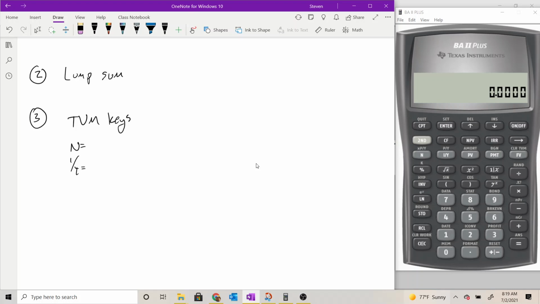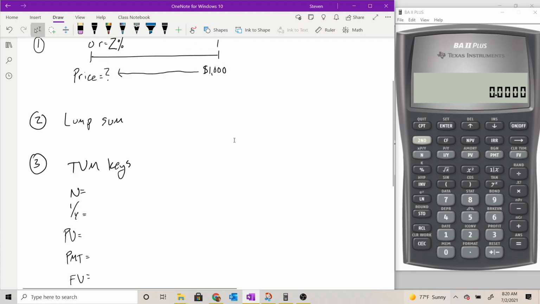I'm going to do my usual process of writing the keys out vertically in the same order that they appear on the calculator, just to make sure I don't miss anything. You, of course, are welcome to use whatever system makes sense for you. All right, so the number of compounding periods we're looking at here is just 1. There's just one year involved here.